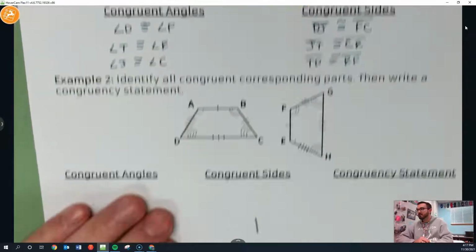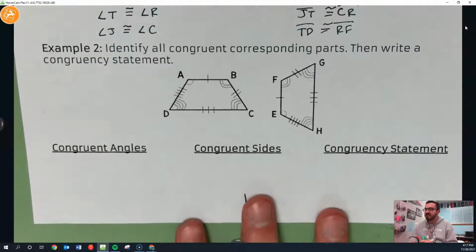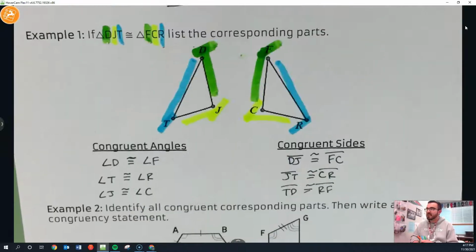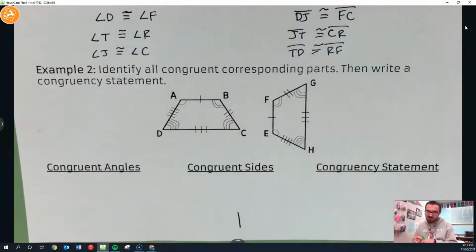Let's try example 2. I would encourage you to pause the video and try this one on your own and then check your work after I'm done. But I'm going to need a 4th color for this one. If you'll notice here, that does not give us a congruency statement. We're actually going to have to find what it is. Here it gave us the congruency statement, but here it does not. But we can still color the picture without the congruency statement. Let me show you how.